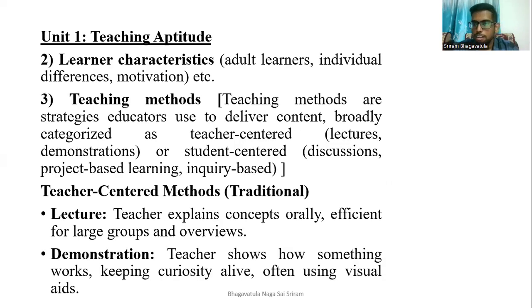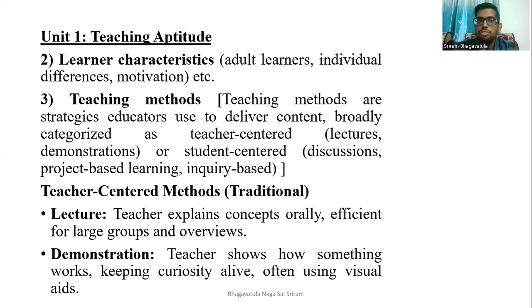The next important concept is related to learner characteristics, in which adult learners, individual differences, motivation, etc. will be covered. What adult learners will be listening to, what the individual differences are from person to person, in this case the student, what kind of differences there will be with respect to learning, and what motivates the student to study well for their examinations. Everything has to be focused on in this unit. This is also one of the important concepts.